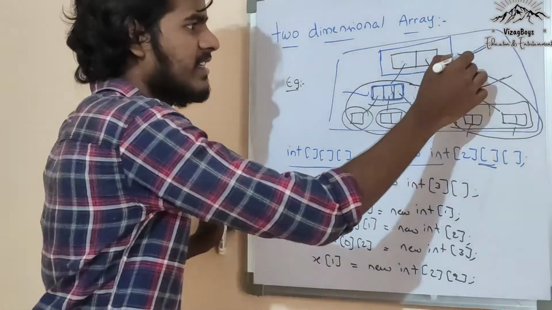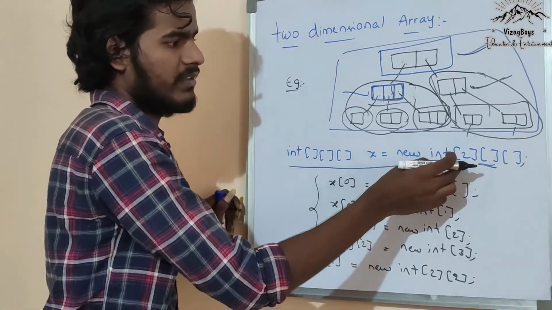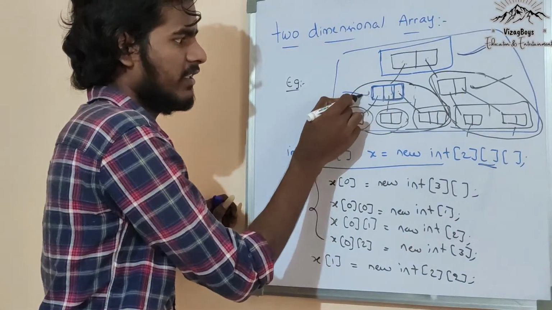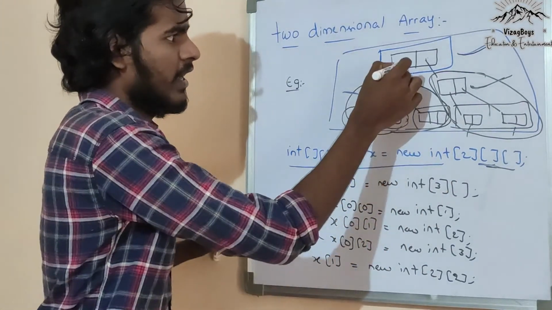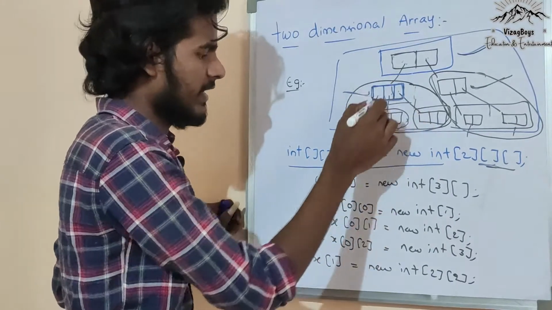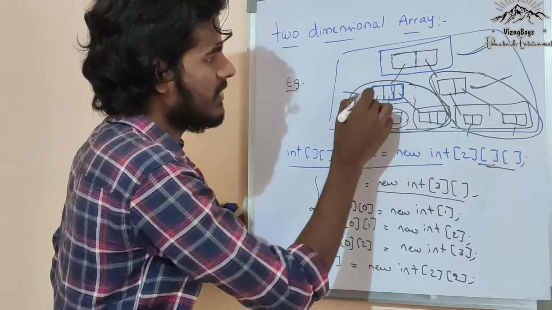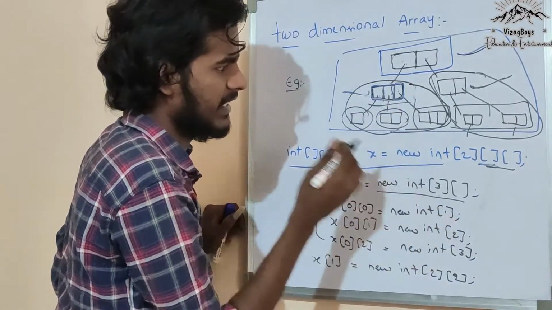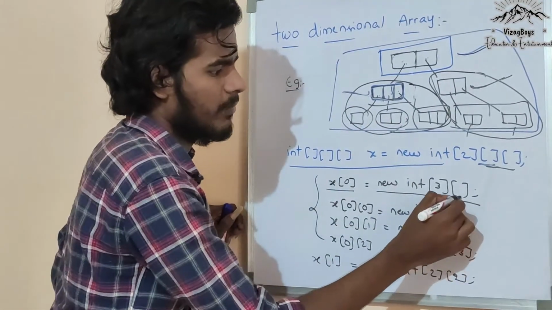Here the base size is 2. It's a 3-dimensional array: int 3-dimensional array x is equal to new int size 2. Here we can leave the size blank because the sizes are different, 3 and 2. Next level, the first element contains a 2-dimensional array. x of 0 is equal to new int. What is the size? 3. The base size is 3, so you can mention size 3. The next level sizes 1, 2, 3 are different, so we leave it blank.